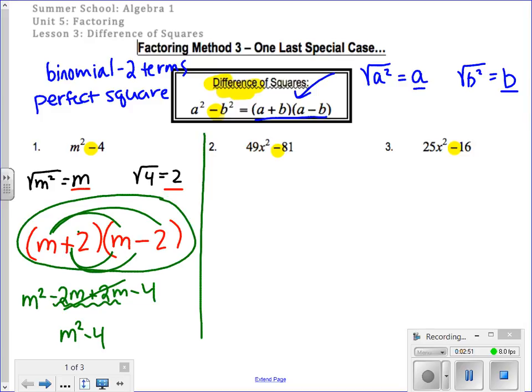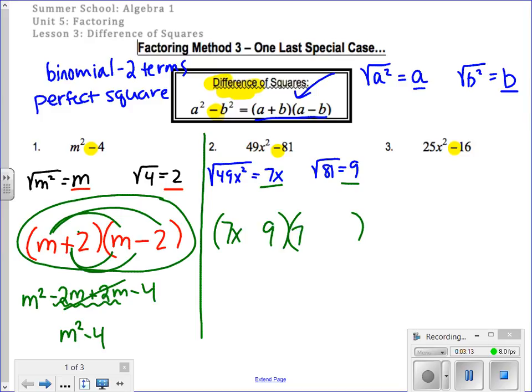All right, next, number 2. I again start by taking the square root. I'm going to take the square root of 49x squared, which is 7x, and the square root of 81, which is 9. So I'm going to use the 7x and the 9 in each factor. Remember, you're going to get two parentheses. Each gets a 7x and a 9 in that order. One gets a plus, one gets a minus. No, it does not matter if you wrote the minus first and the plus second.